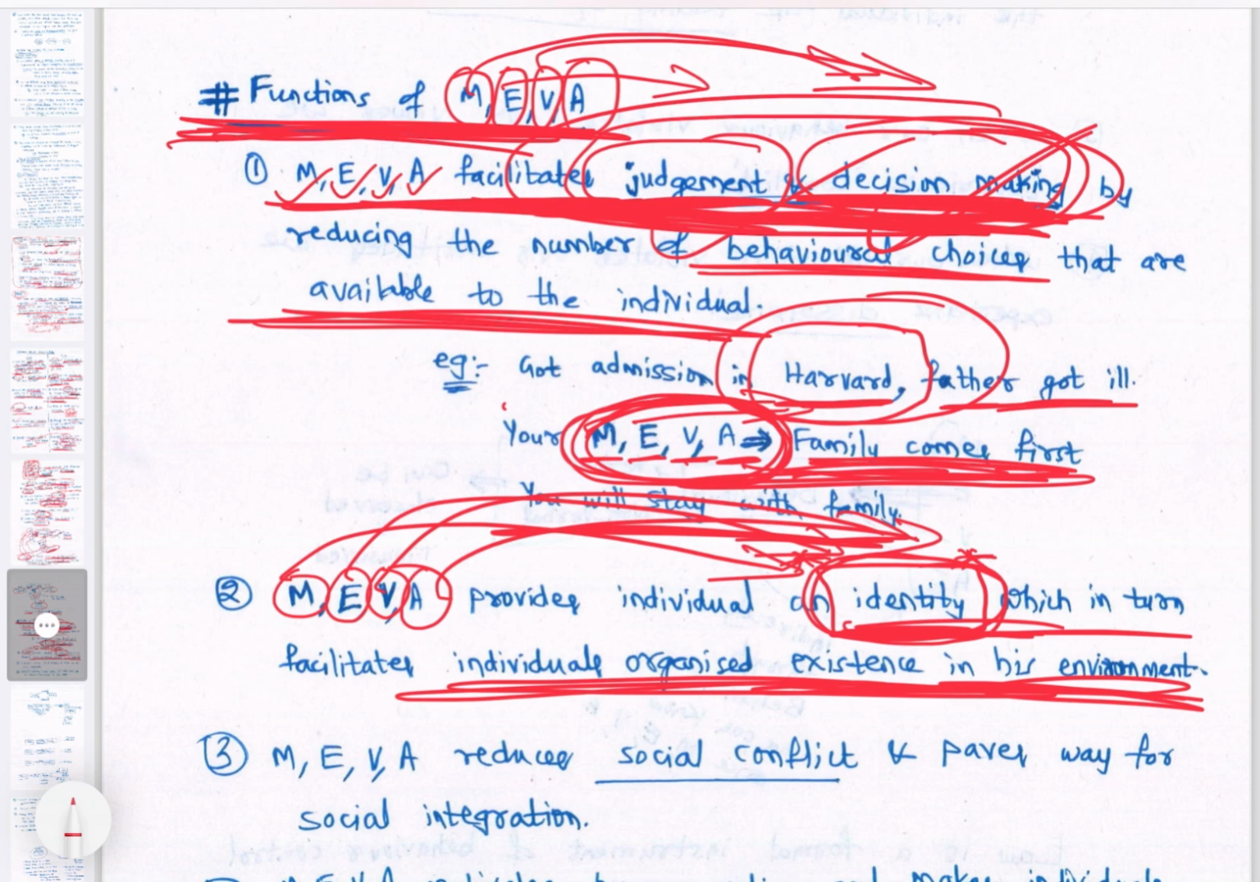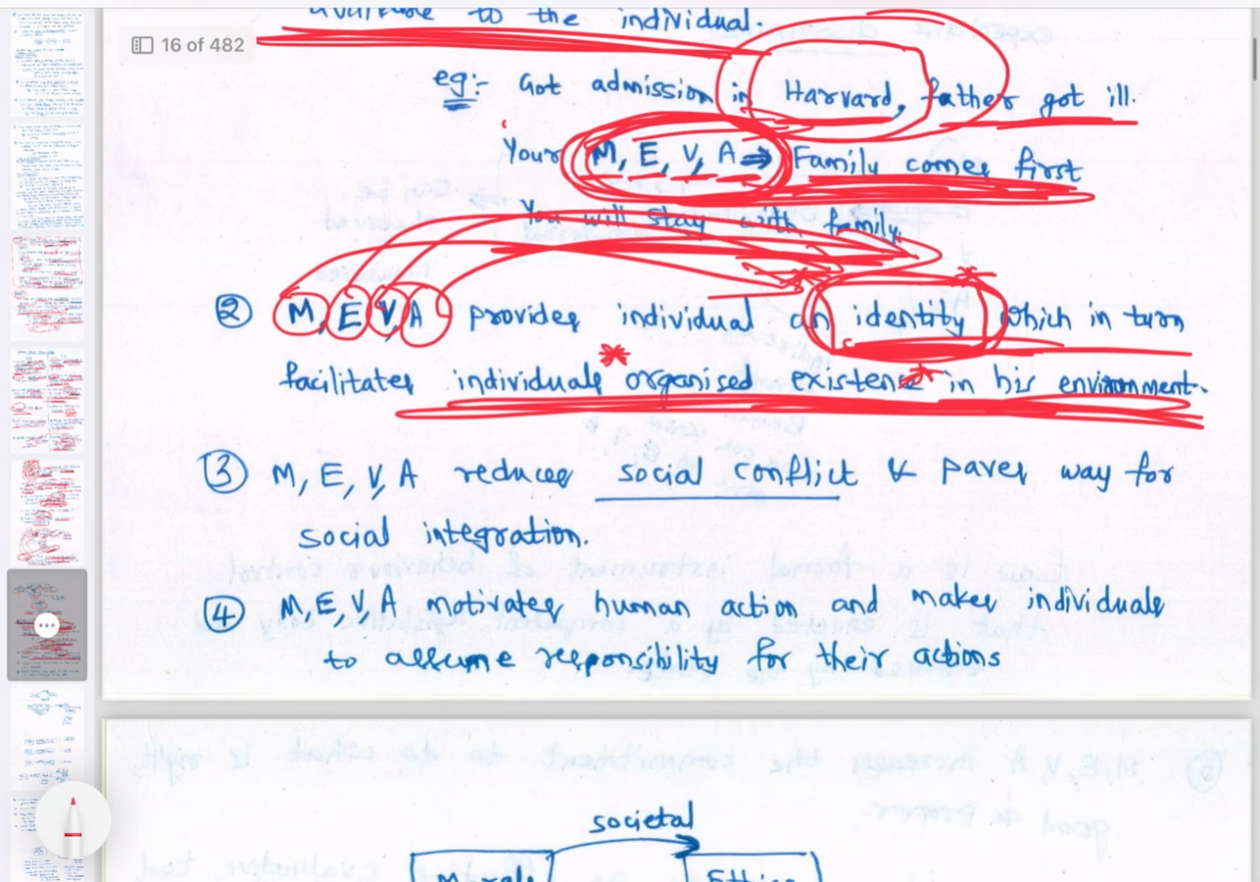So your values will give you an identity and you will try to live by that identity. So that will give the individual organized existence. You will behave as per your values. So that will give you an organized existence.